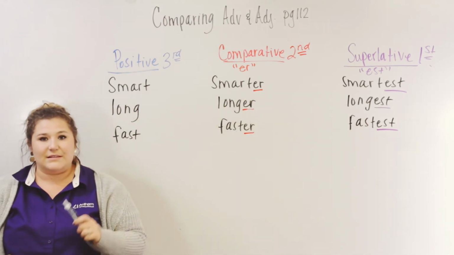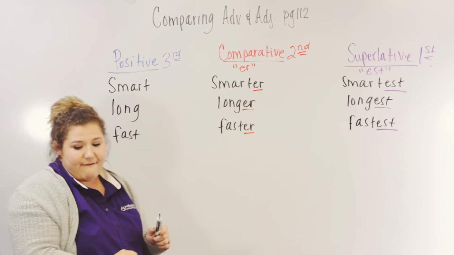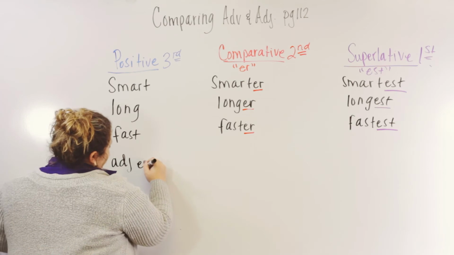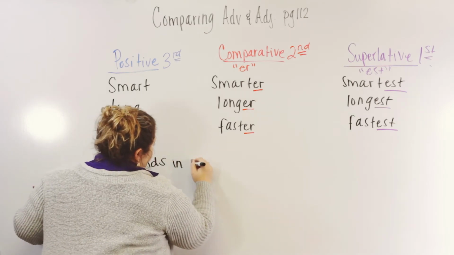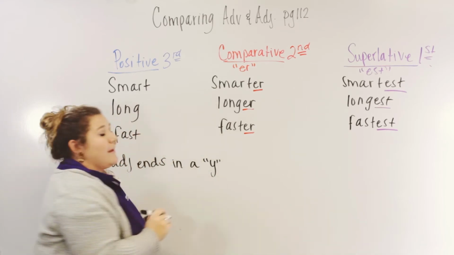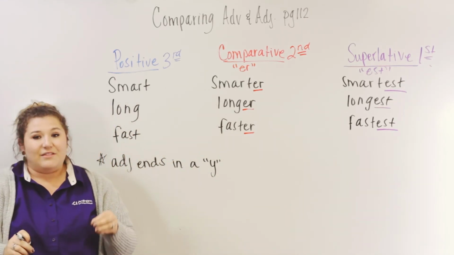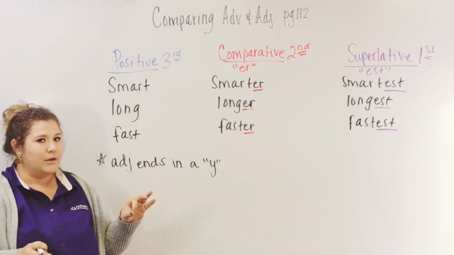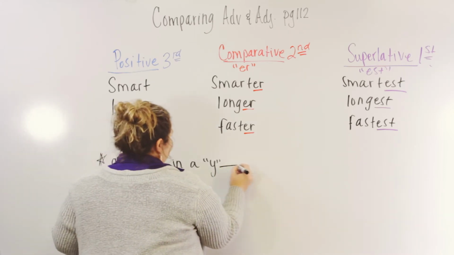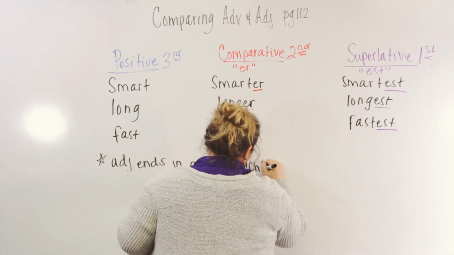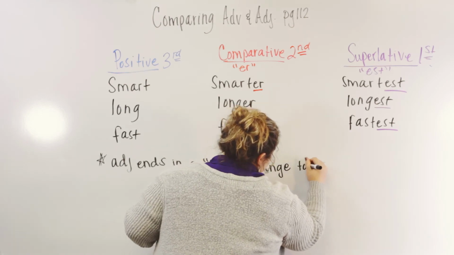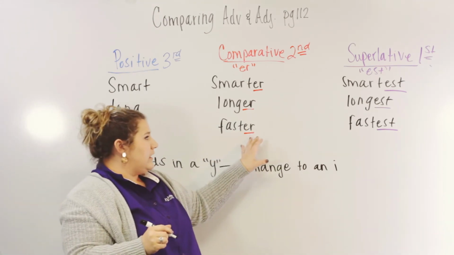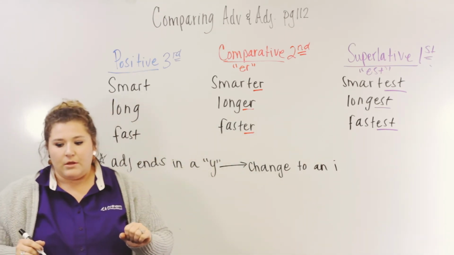Now, there are a few things that you need to know. Okay, if an adjective ends in a Y, okay, if it ends in a Y, then just like how we do plural words, you need to change the Y to an I before you add the ER or the EST, okay?